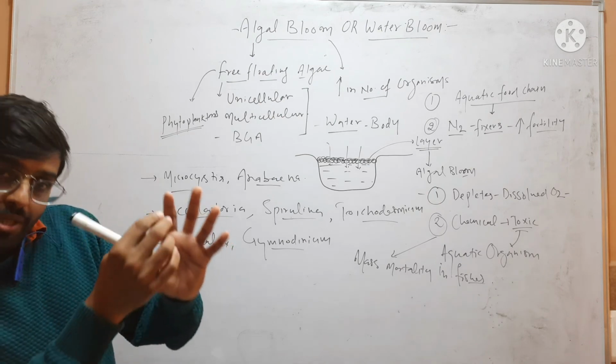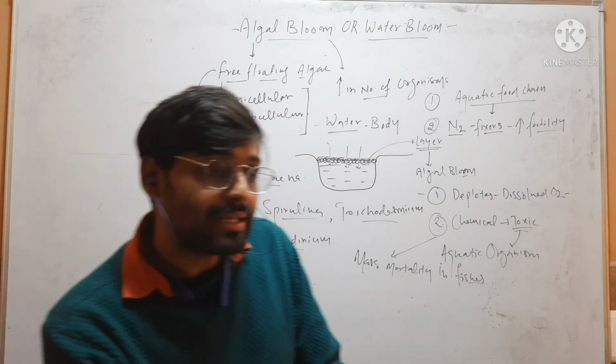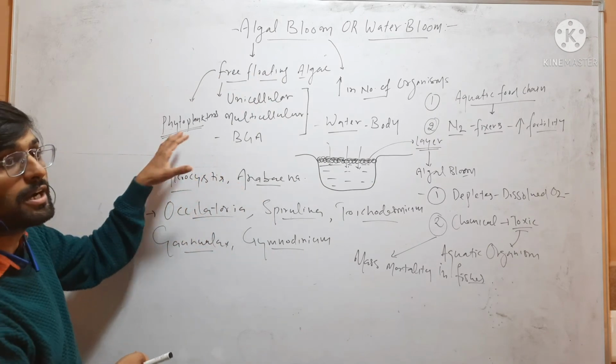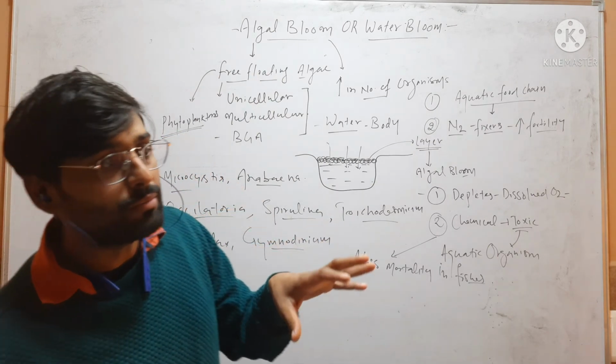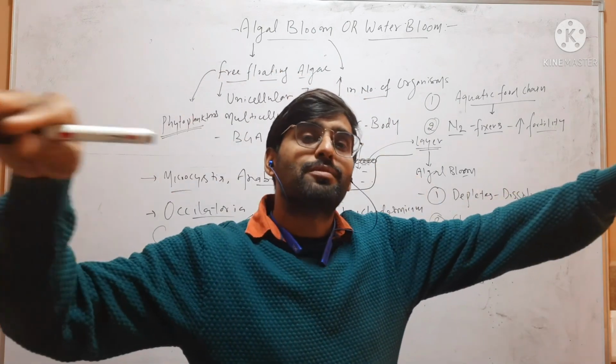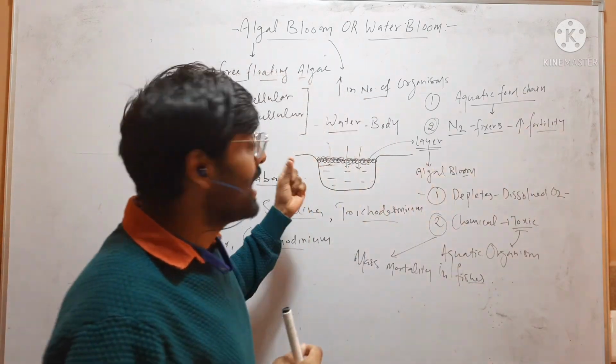So algal bloom is simply an increase in number of free floating algae, or you can say phytoplankton, in a water body, and by increasing in number they form a layer over the surface of the water body and this layer is called algal bloom.